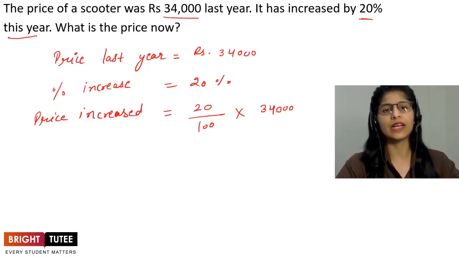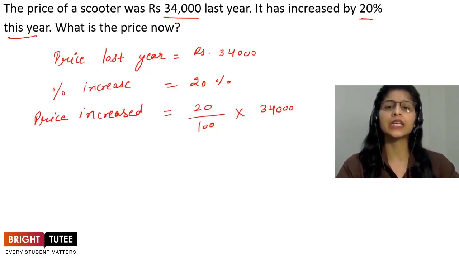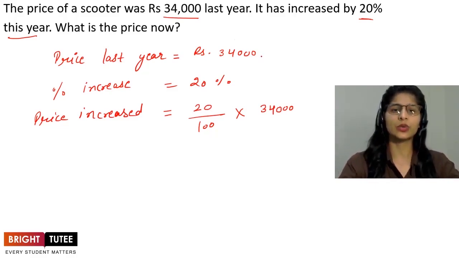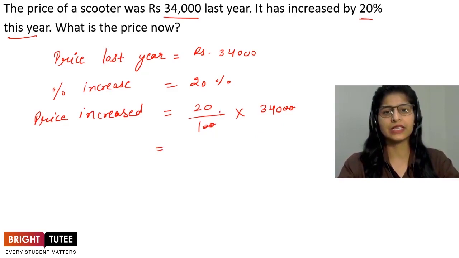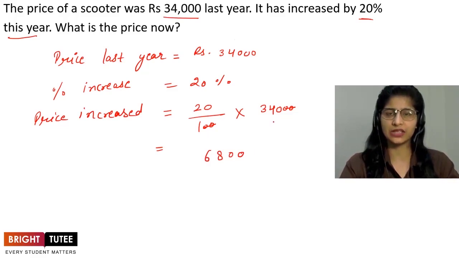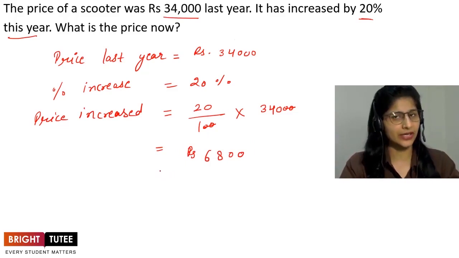Clear? So what we are doing, we are finding the increased amount, how much the amount is increased. So 20% of 34,000 we did. Cancel the two zeros here, and we have 2 4s are 8, 2 3s are 6. You multiply 20 and 340, you get 6,800. So the price increased is 6,800.